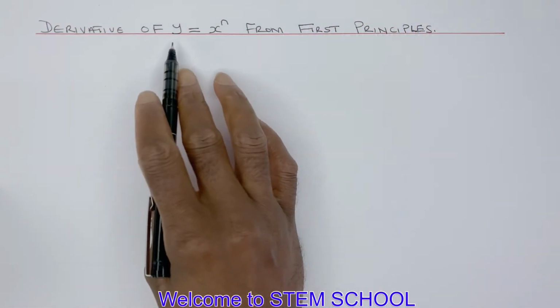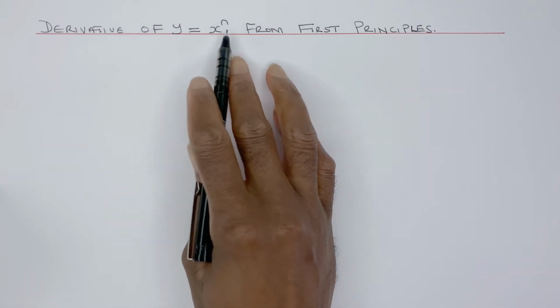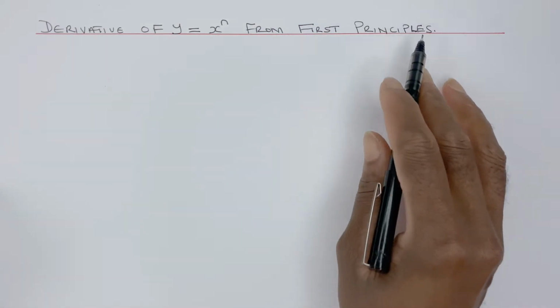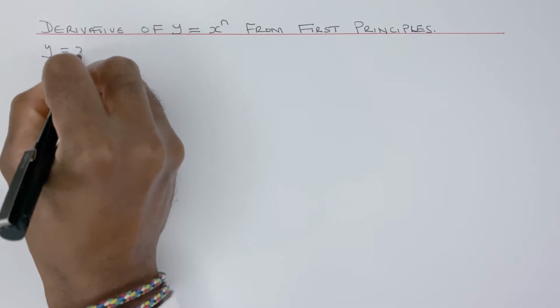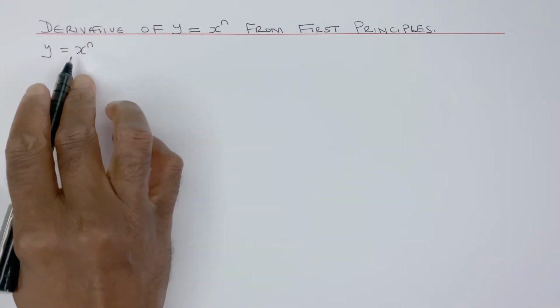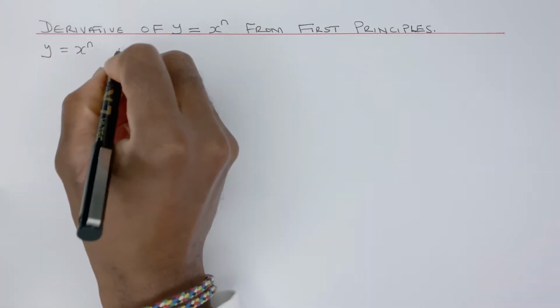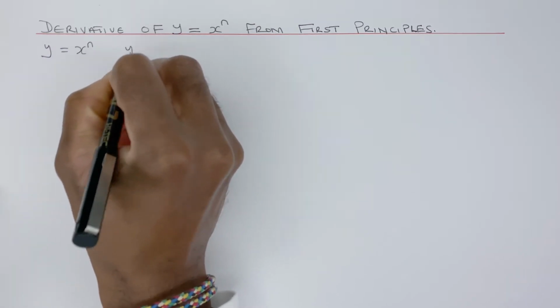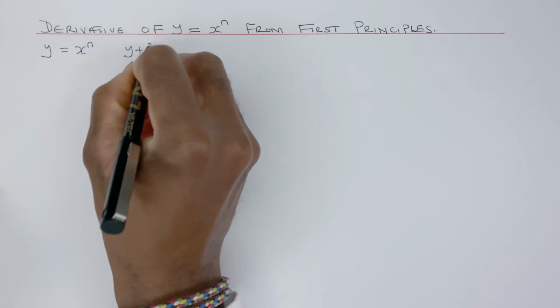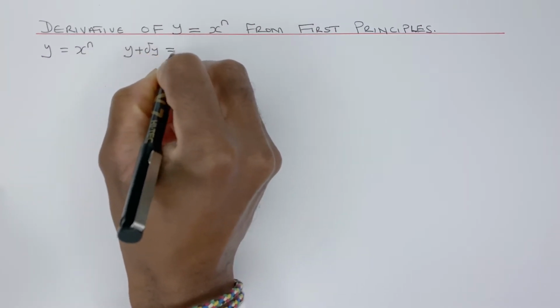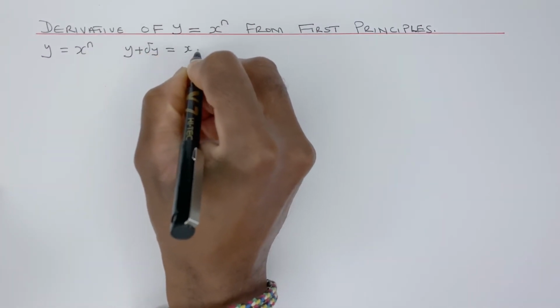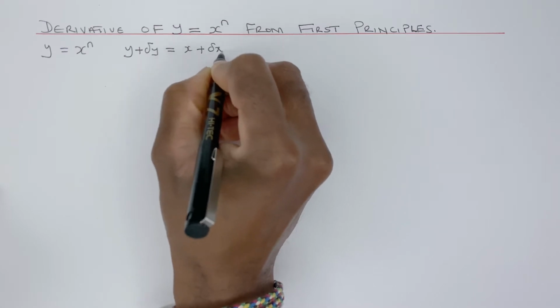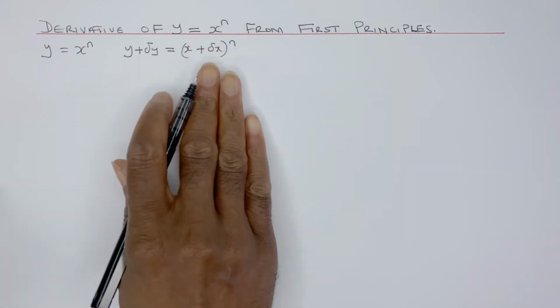Derivative of y equals x to the power of n from first principle. Y equals x to the power of n, that's the first point on the curve, and then we find the second point on the curve by saying that y plus delta y must be equal to x plus delta x to the power of n. That's the second point on the curve.